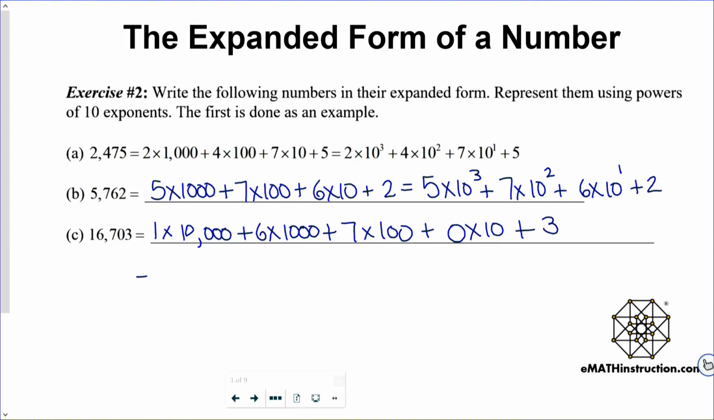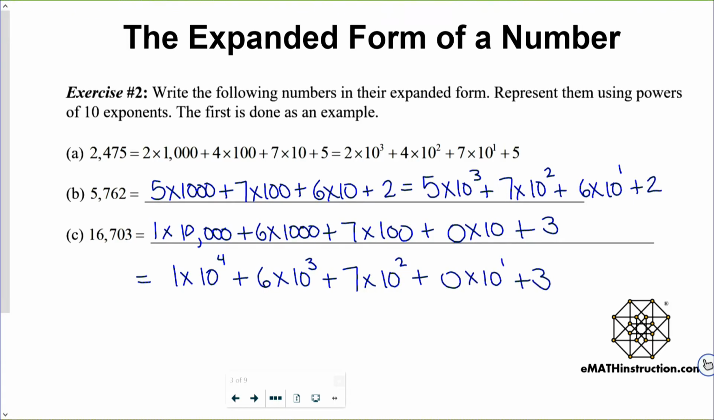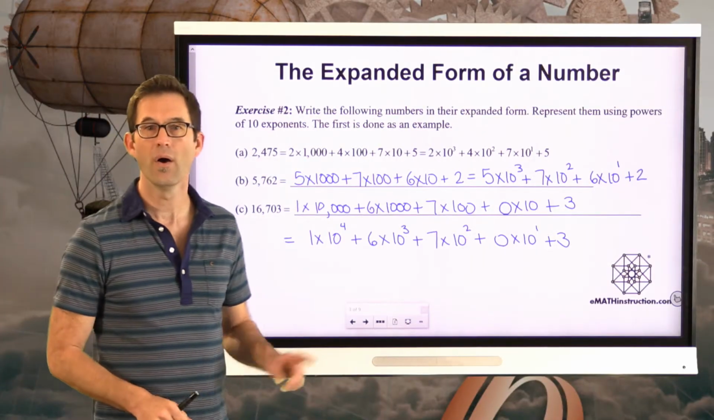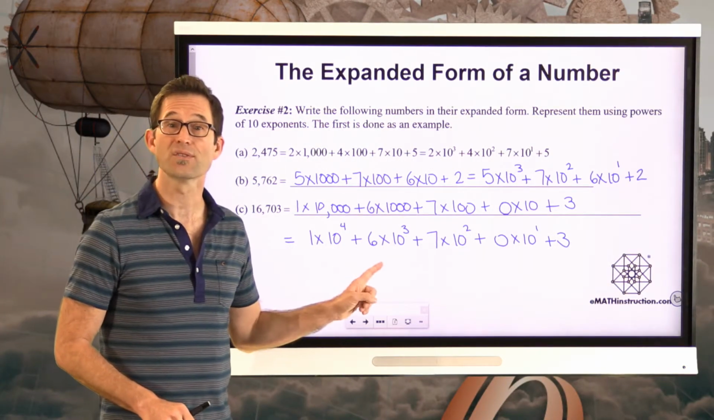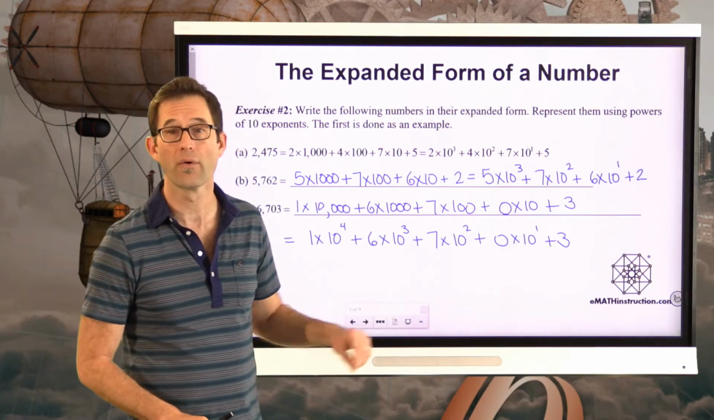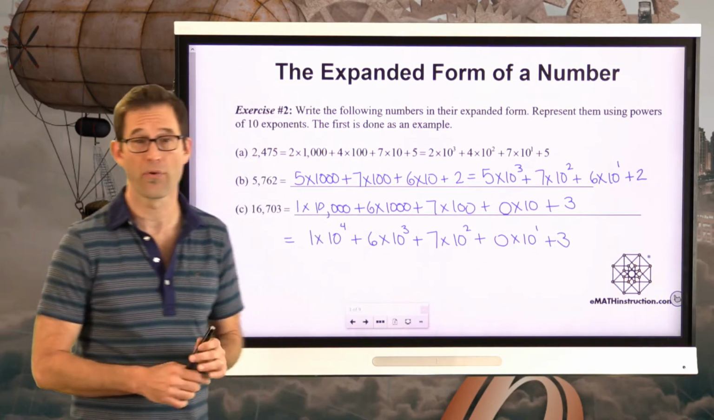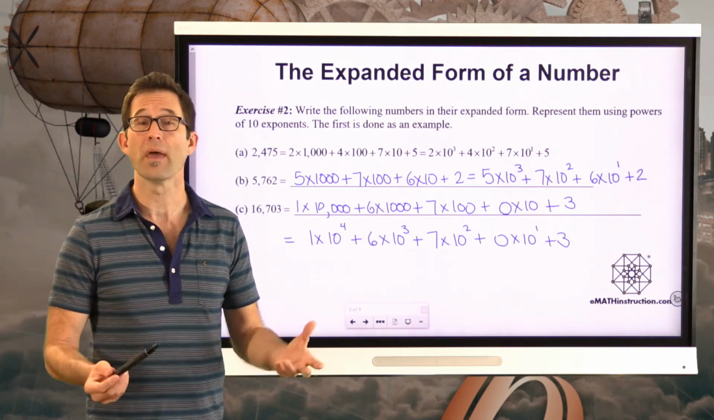So in terms of writing it with exponents, we'd have 1 times 10 to the 4th. You can always figure that out by how many zeros there are. 6 times 10 to the 3rd, 7 times 10 to the 2nd, 0 times 10 to the 1st, and then 3. Right? 1 10,000, 6 1,000s, 7 100s, 0 10s, and 3. All right? The expanded form of the number.